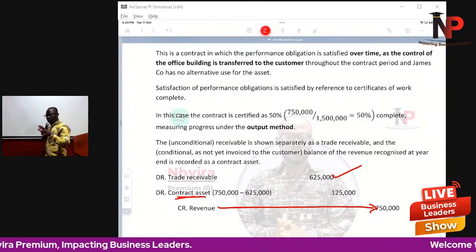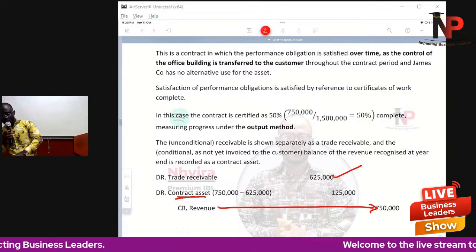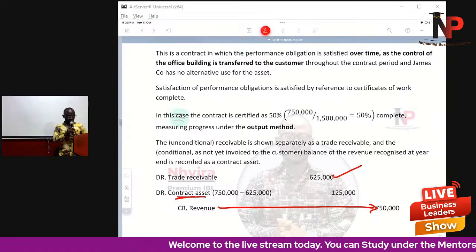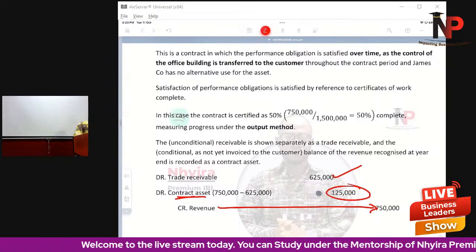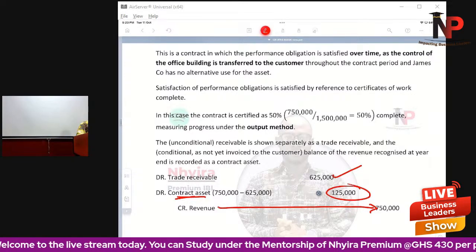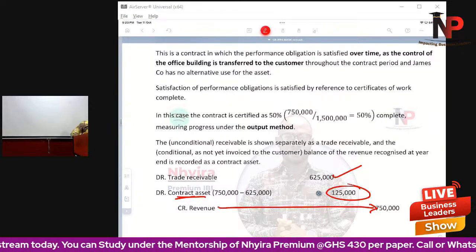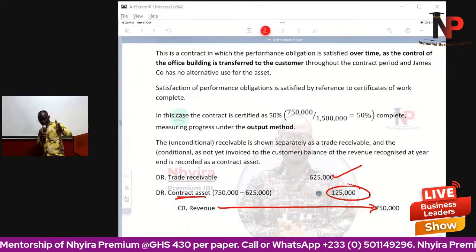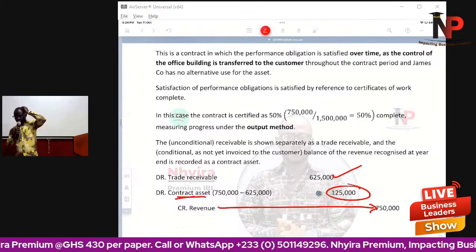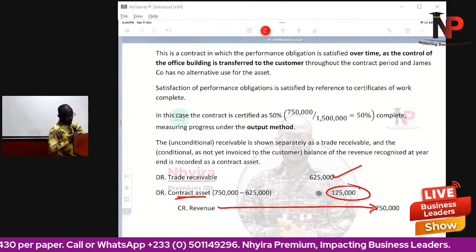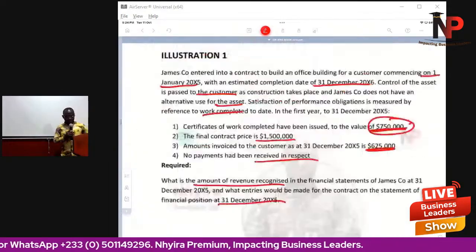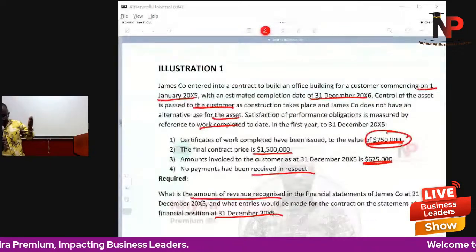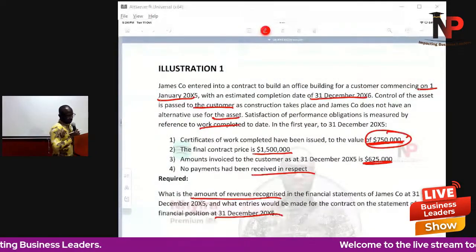Because even though the value of the work we've done is 750,000, the invoice we sent to the customer is just 625,000. So the balancing figure, 125,000, becomes a contract asset, an extra amount receivable from the customer. And that is how we account for this transaction. Are you getting it? So in the context of this question we have, this is how we approach it.